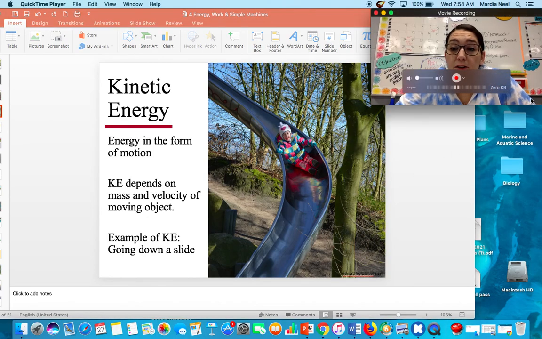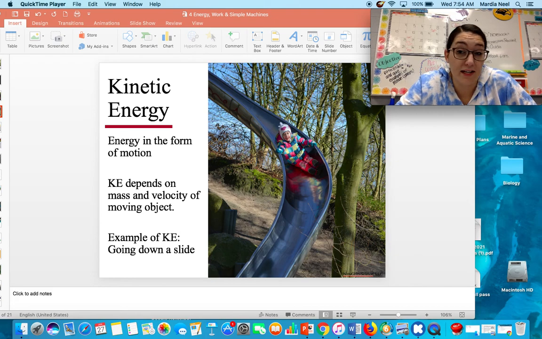So the first type of energy we're going to talk about is kinetic energy. And that's energy in the form of motion. So if something is moving, it has kinetic energy. If you're going down a slide, you have kinetic energy. If you're running, you have kinetic energy. So anything that's in motion has kinetic energy, so long as it's moving. And how much kinetic energy you have depends on the mass and the velocity of the moving object. So how fast you're going and how much you weigh determines what the kinetic energy of the object is.